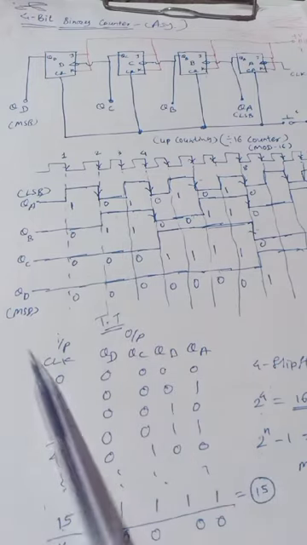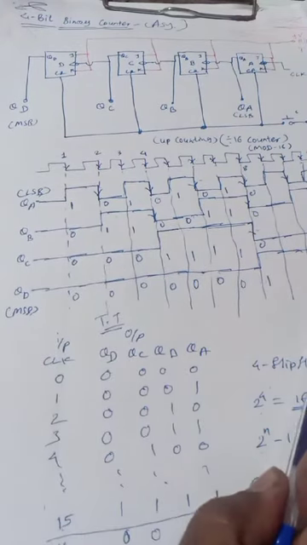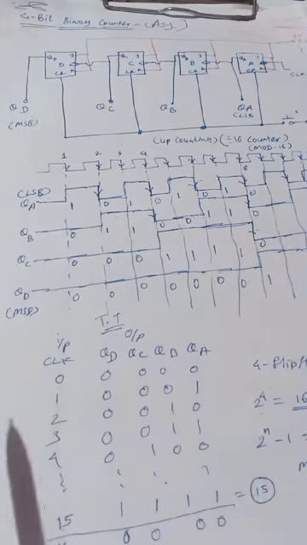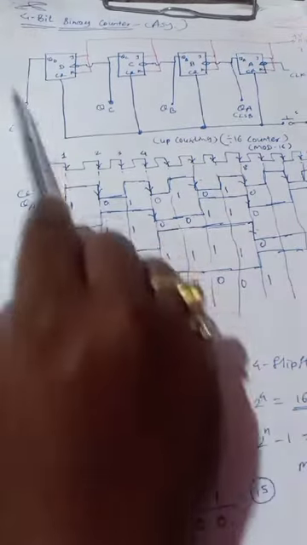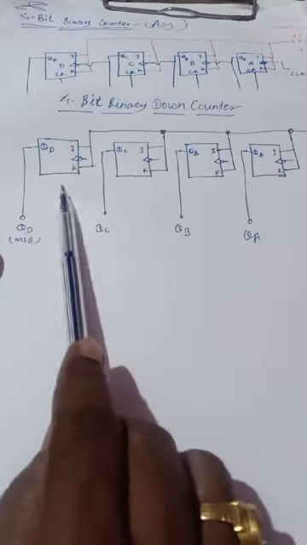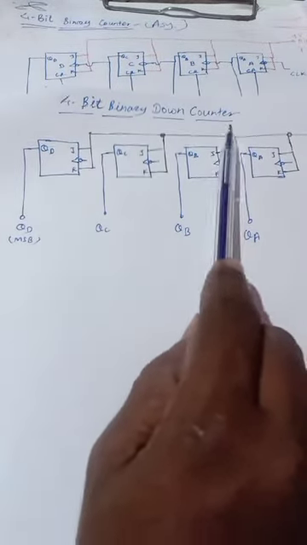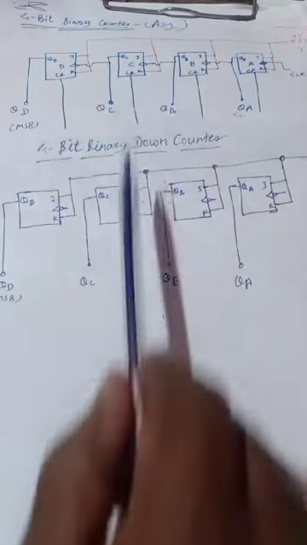So this is the up counter. The output increases from 0 to maximum, but we are going to design the down counter. Okay, so this diagram is a little bit the same over here. 4-bit binary down counter, same. So this is the up counter, this is the same counter.